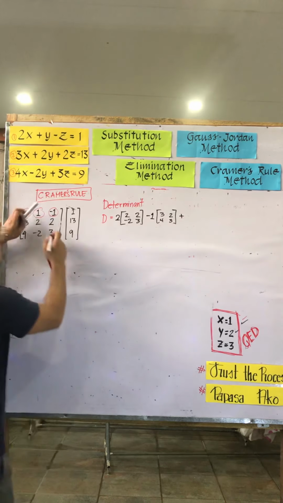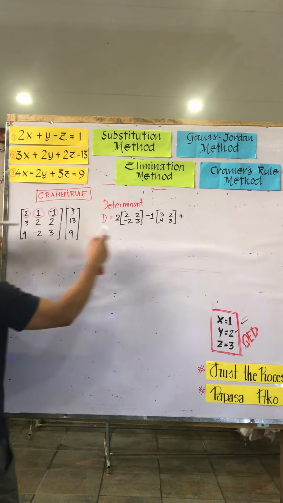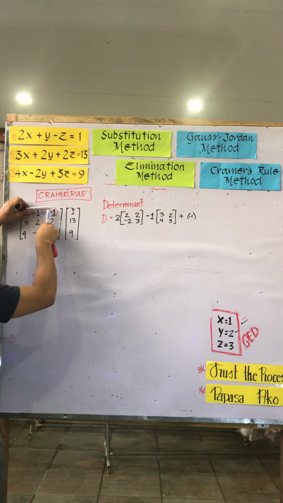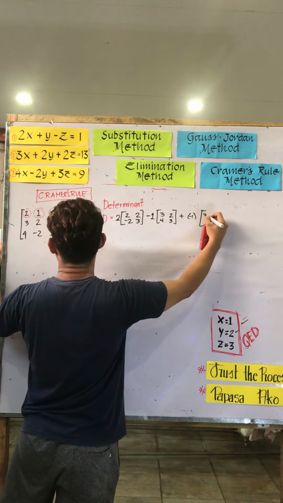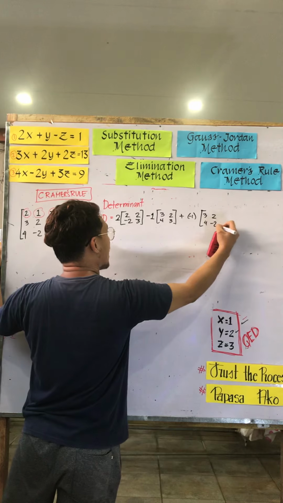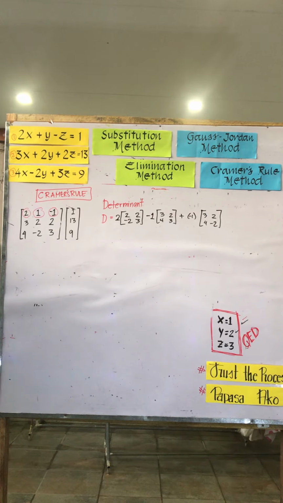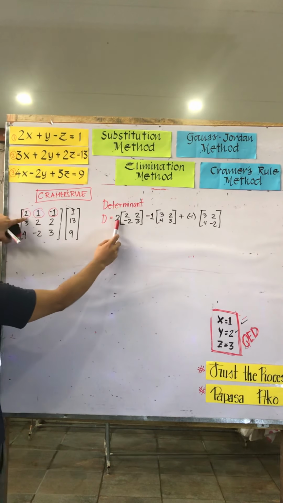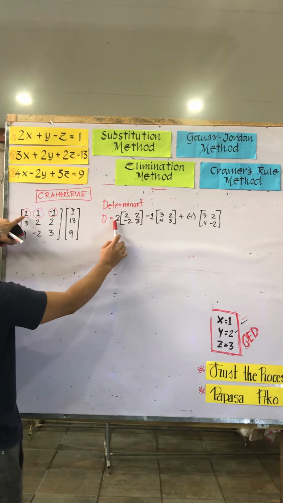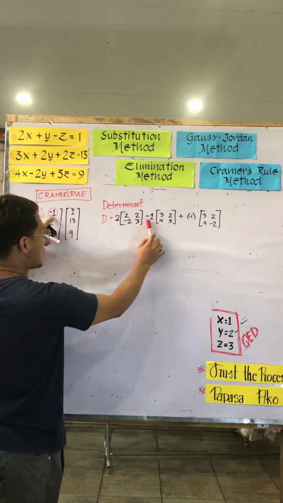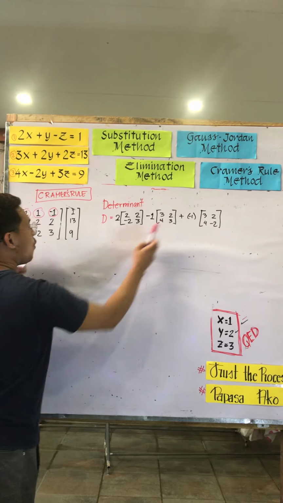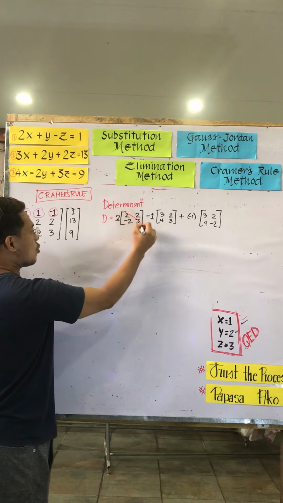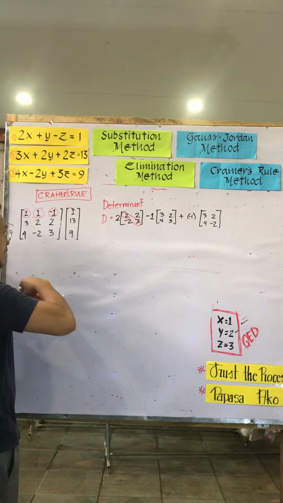Plus, here, for negative 1, we have negative 1 times 3, 2, 4, negative 2. So we have addition, subtraction, addition. Okay? We have here the numerical coefficients 2, negative 1, positive 1, and negative 1. Now, don't forget we have plus, minus, plus.